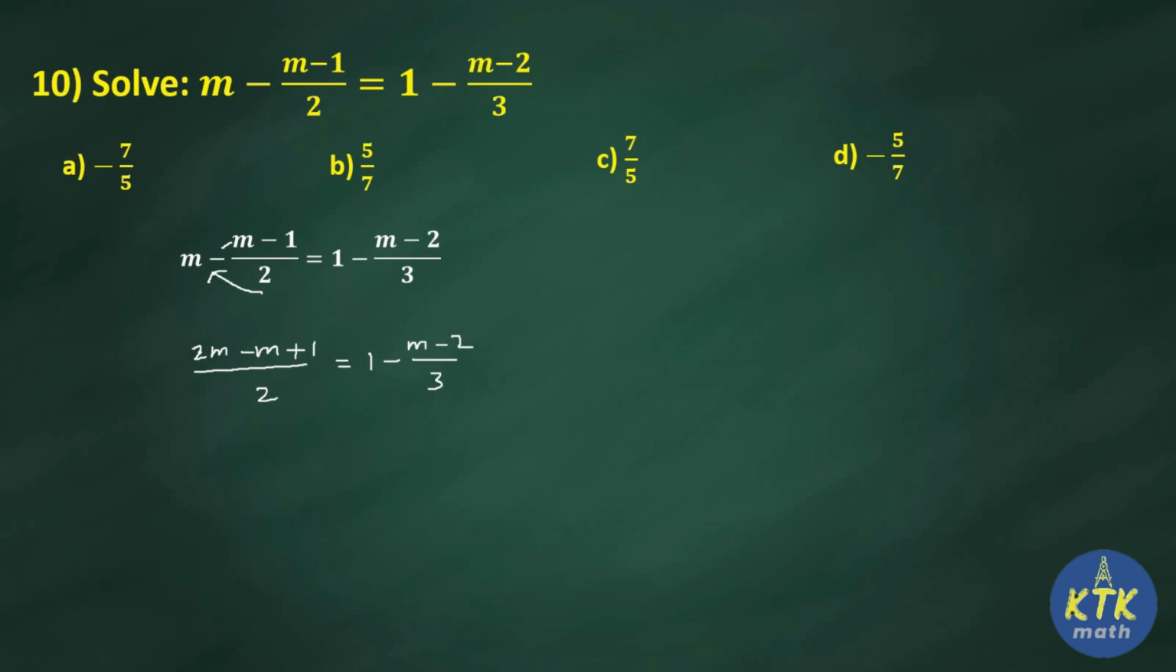Okay, now solving like terms. 2m minus m is what? 1m. So m plus 1 by 2 is equal to 1 minus (m minus 2)/3, right? So I'll bring this term to left side. Okay, in next step I'll do that one. Just listen carefully. 2m minus m becomes m. So this is the only change in second and third step.